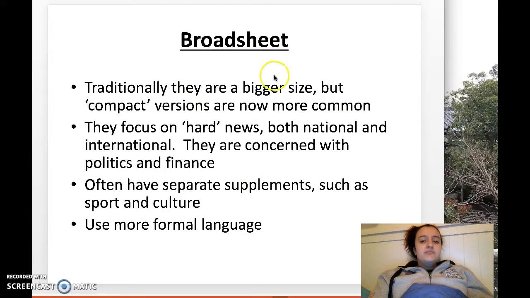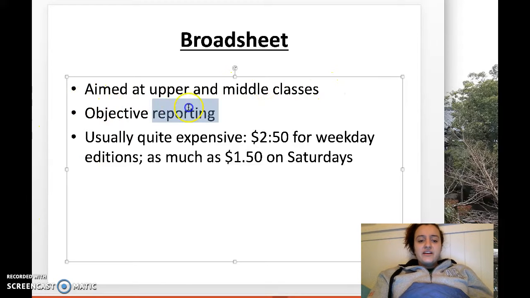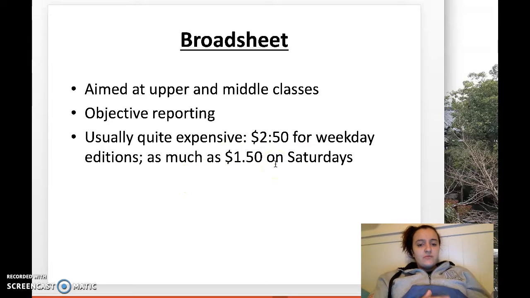Alright, the main difference with broadsheets is that it has really, really formal language. Okay, it is aimed at upper and middle classes. It is very objective. Okay, and it is quite expensive. So $2.50 for weekday editions and $1.50 on Saturdays. Alright, if you need to pause it here and rewind to get all that done, can you please do so?